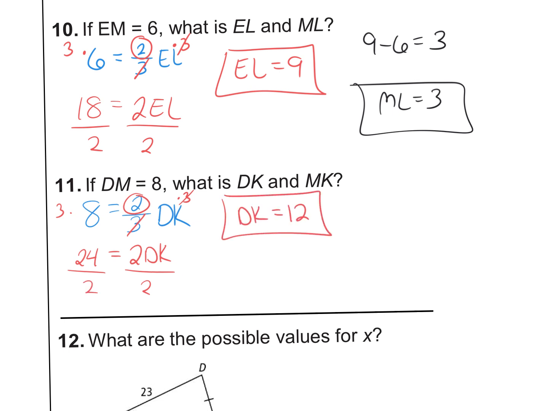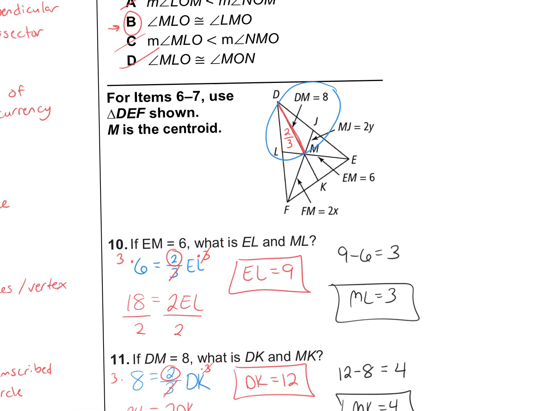And again, once I find the first one, how can I find the second one? Subtraction problem. 12 minus 8 is 4. So MK is 4. Okay, I want to show you something that may show up on your test.